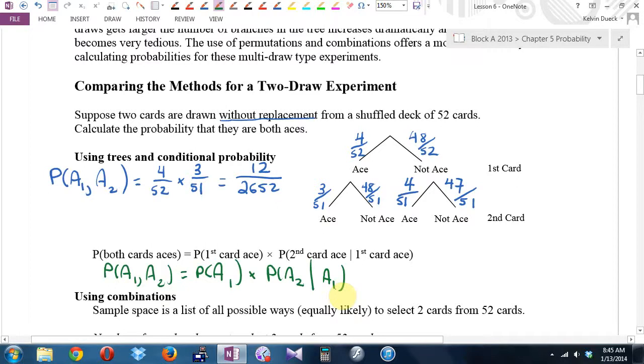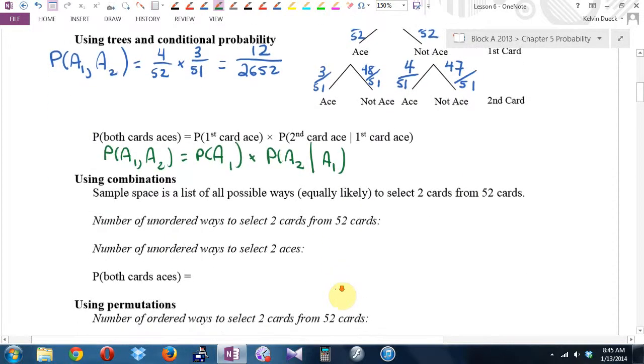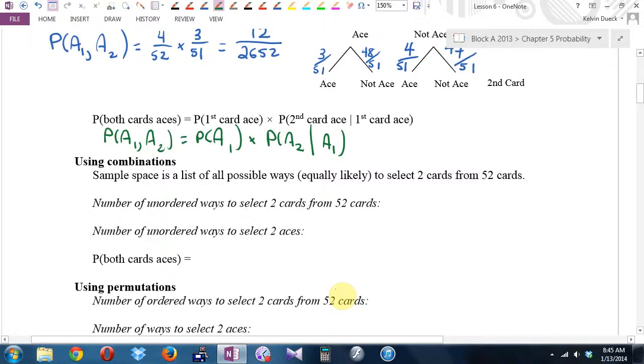What if we wanted to do this using combinations? I said a sample space is the list of all the possible equally likely ways to pick 2 cards from 52 cards. So how many ways can you choose 2 from 52? I think that would be 52 choose 2. Which is what? Now you need to remember where that is on your calculator, and I'm deliberately not going to remind you. You're going to have to see if you can dredge that from your memory.